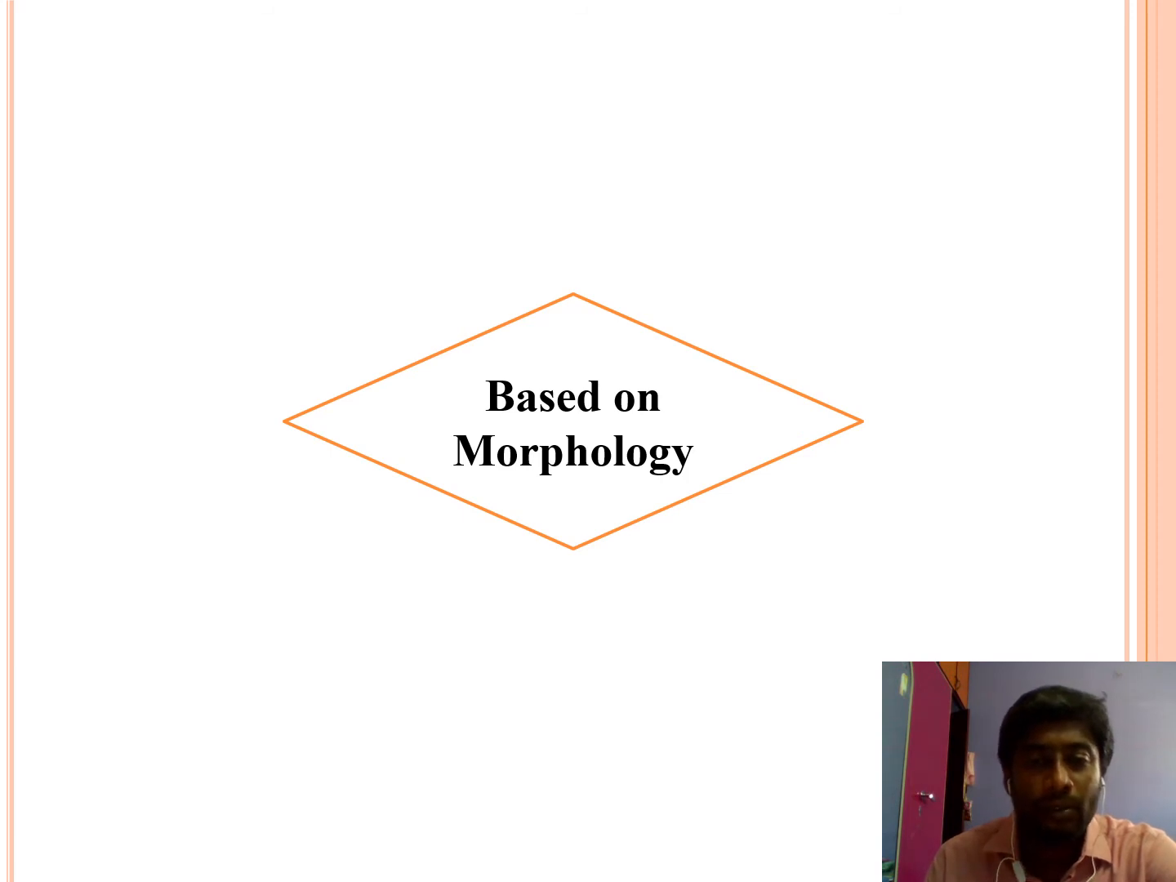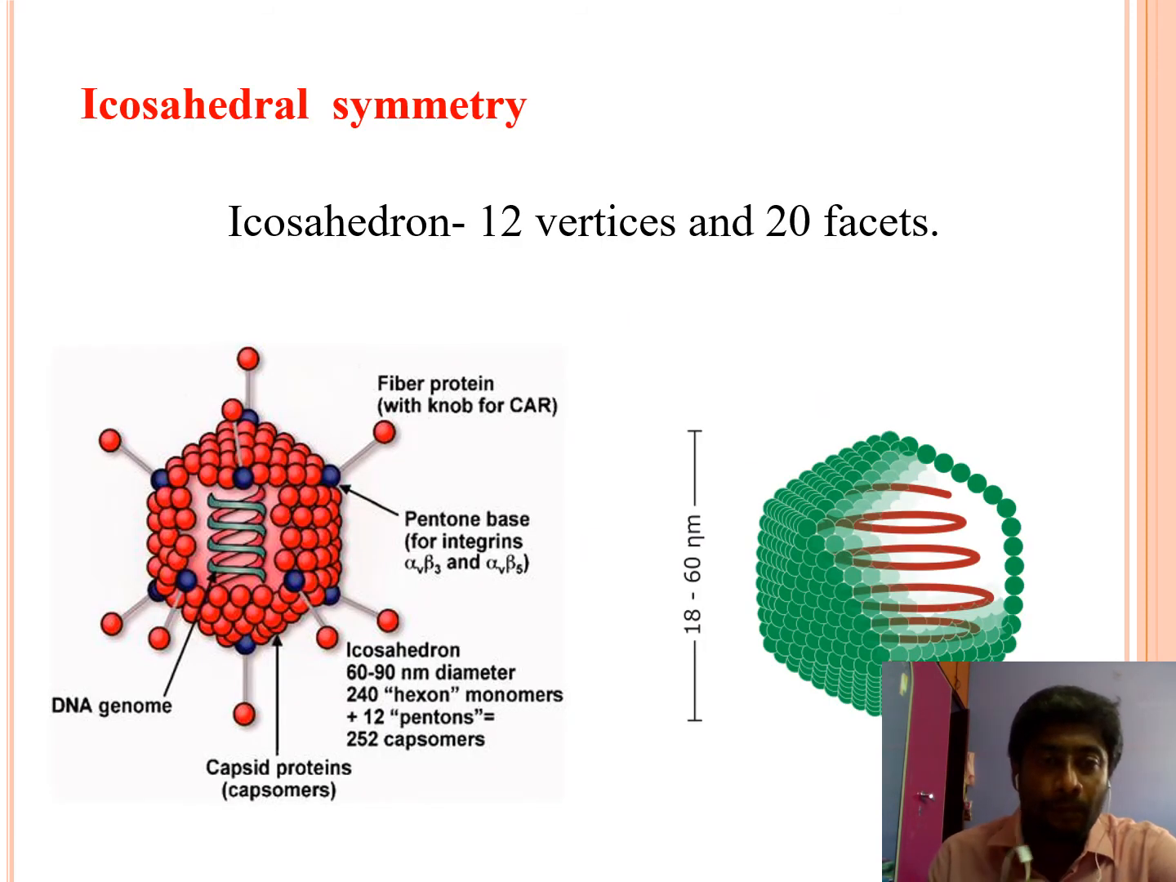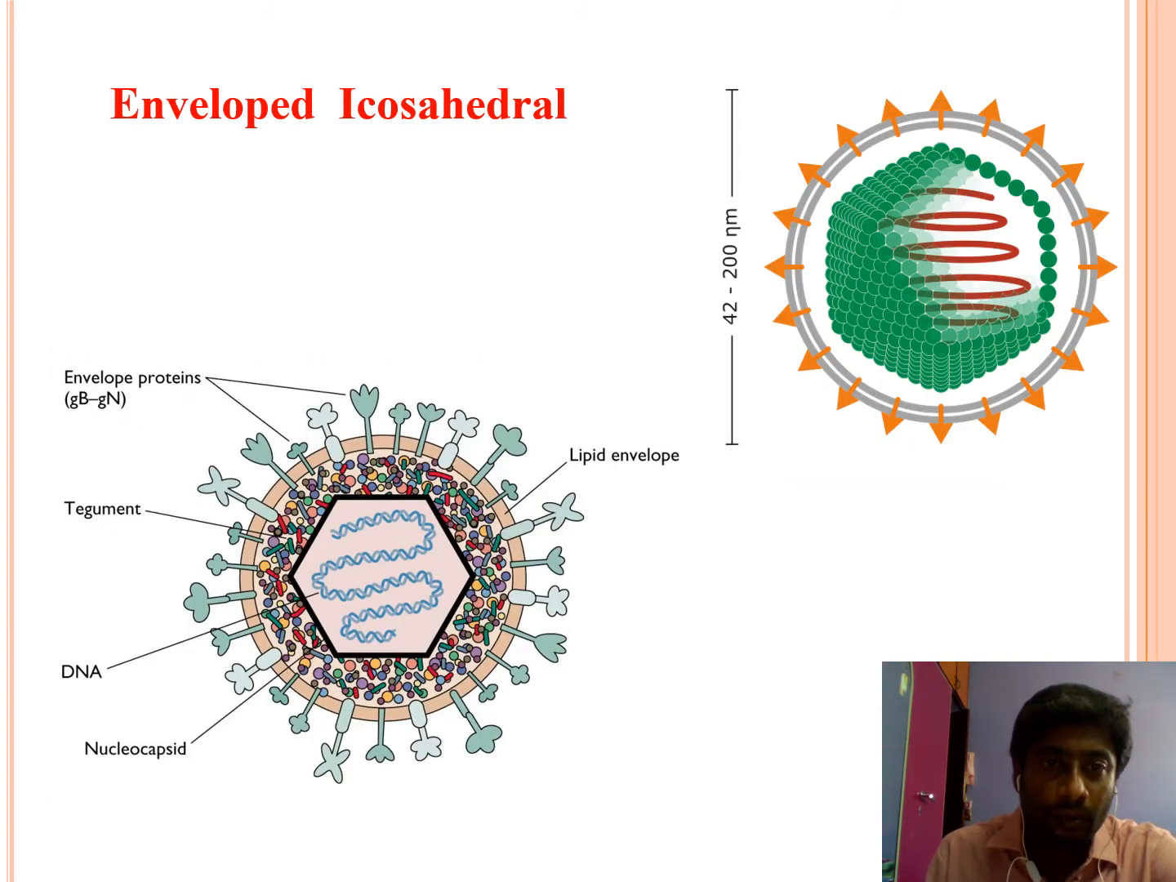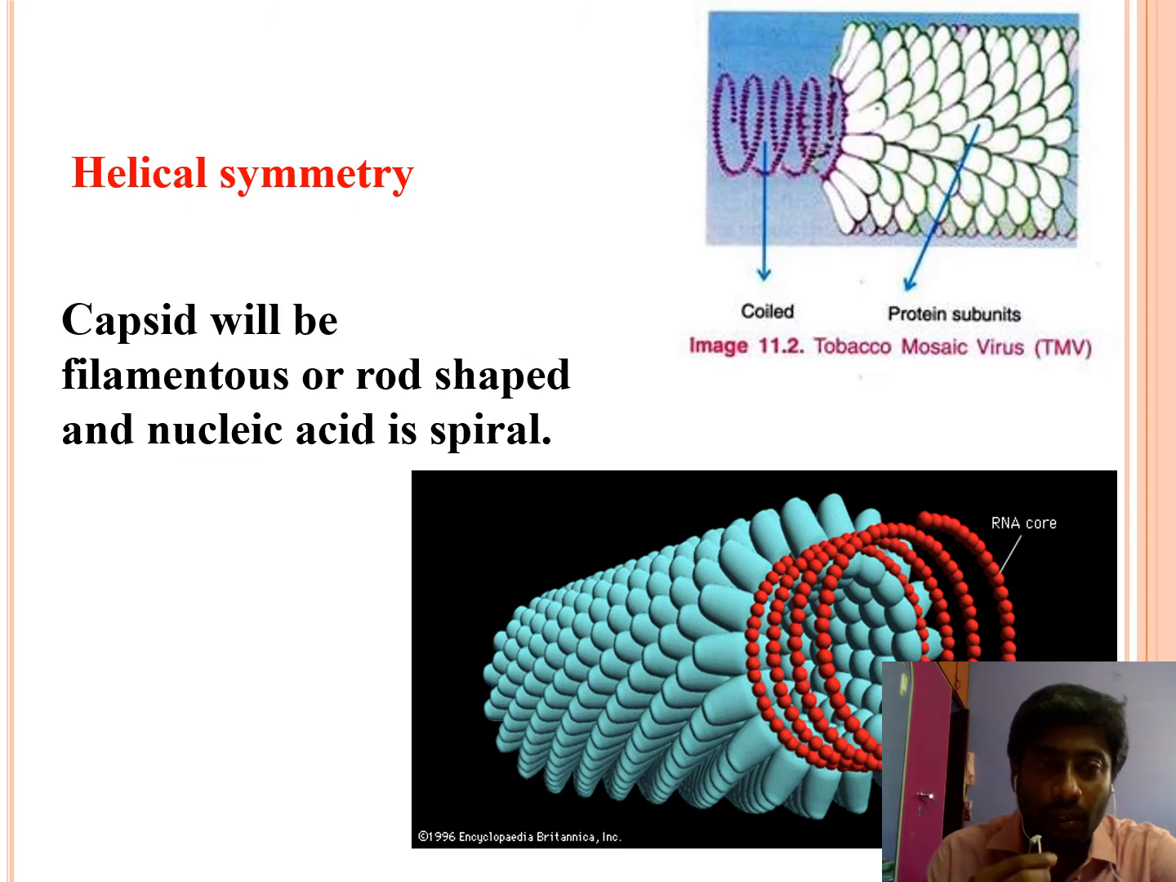Next we'll move on to classification based on morphology, based on their size and shape. First one is icosahedral symmetry. Icosahedron has 12 vertices and 20 facets. Then enveloped viruses. Most of the RNA viruses have icosahedral symmetry.